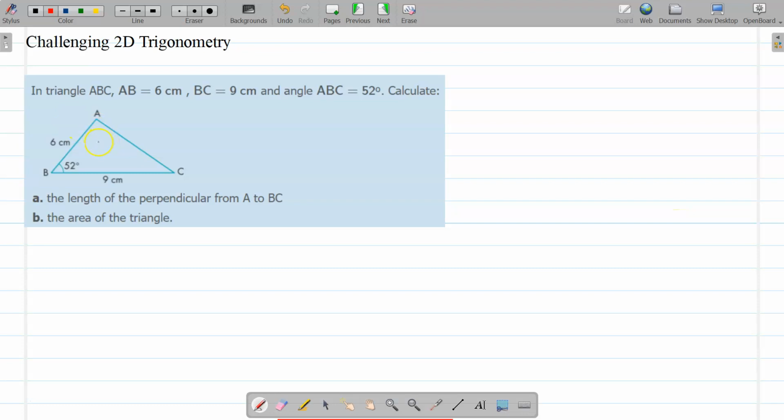We've got a diagram of a triangle ABC, and we're given these dimensions, which are on the diagram already. And we've got to calculate the length of the perpendicular from A to BC. So what is that? Well, let's draw it in. The perpendicular that drops down from A to the baseline BC is that line there. Because it's perpendicular, it makes a right angle at the bottom. And we've got to find the length of that line, X, I'm going to call it.